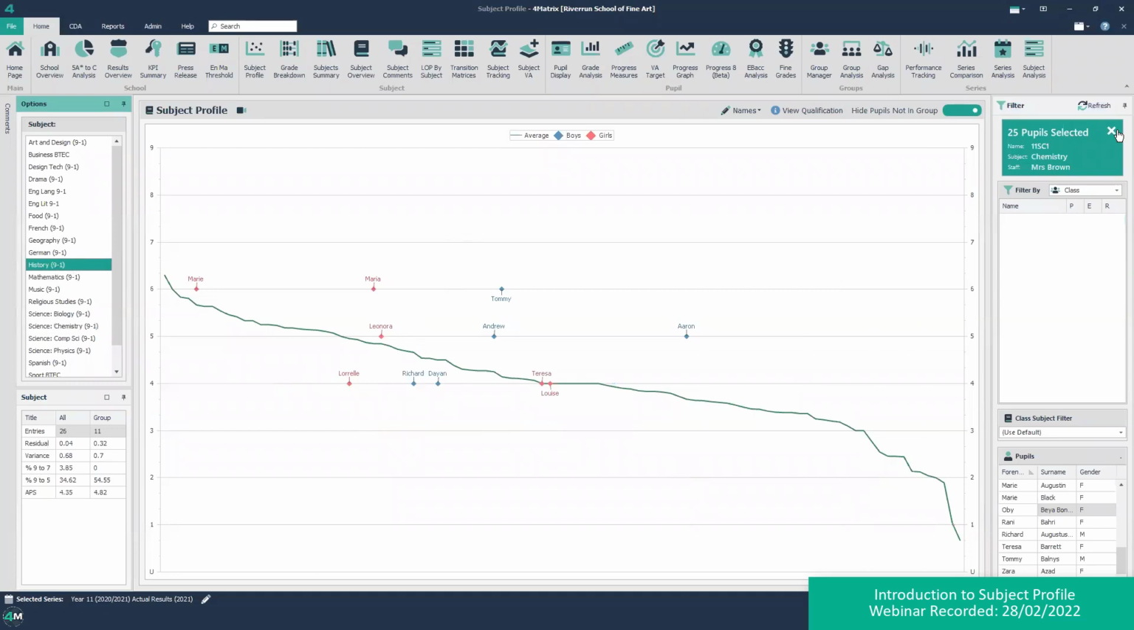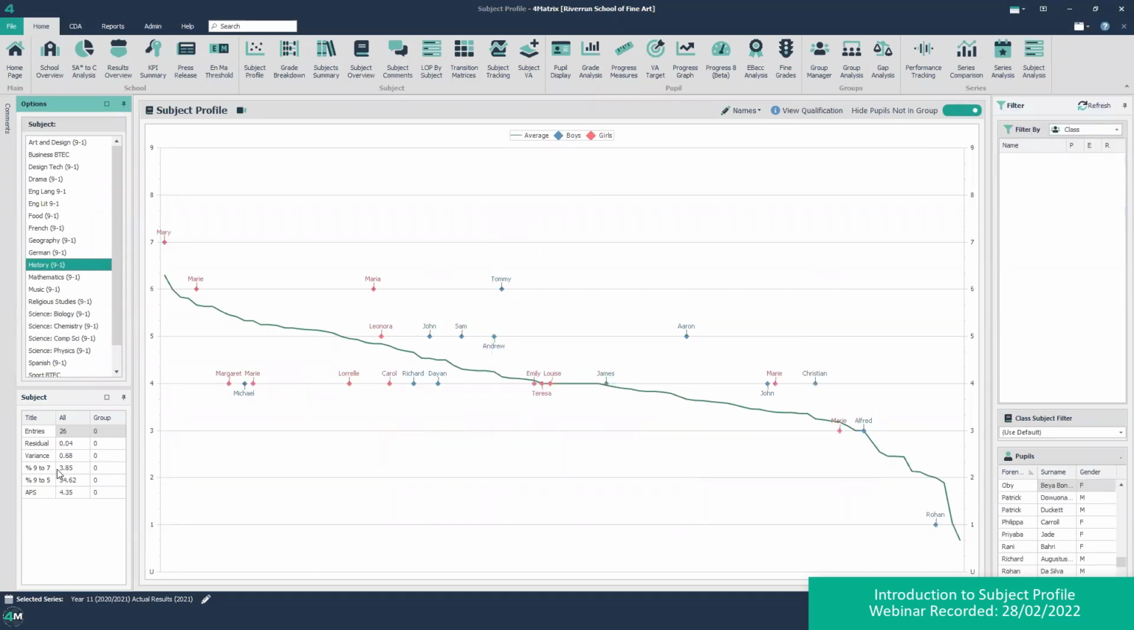So if we go back and have a look at history, which we know has got a relatively neutral residual, you can see there's a rough spread of dots by grades in that subject, both above and below that green line.